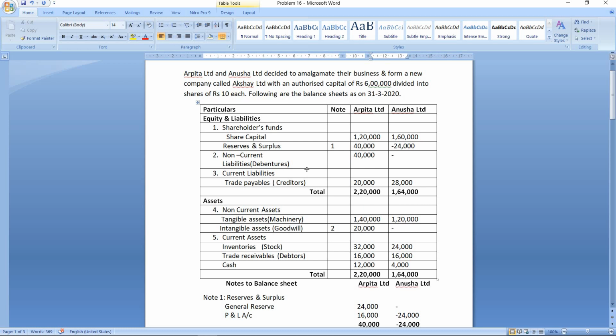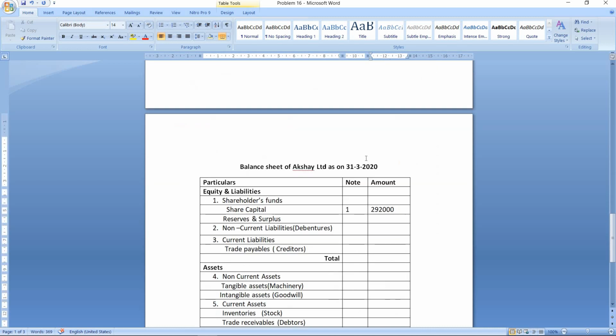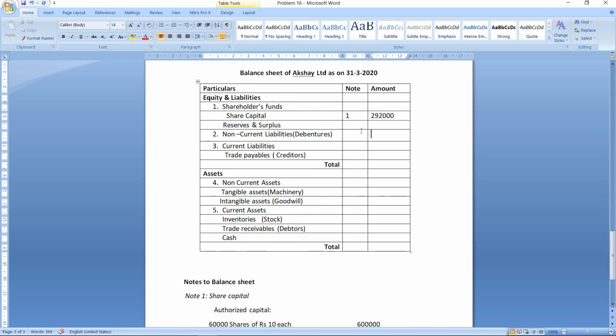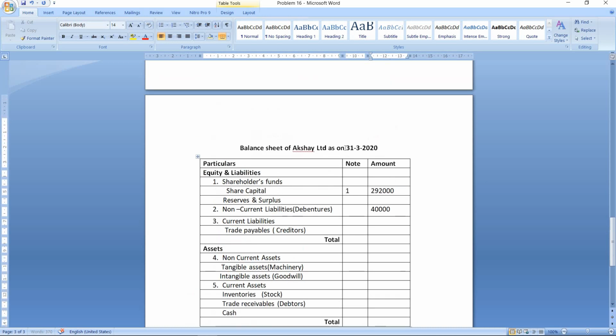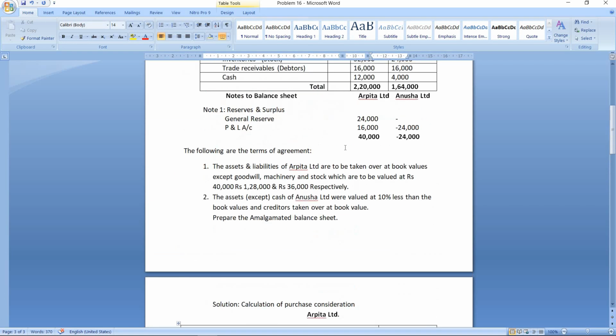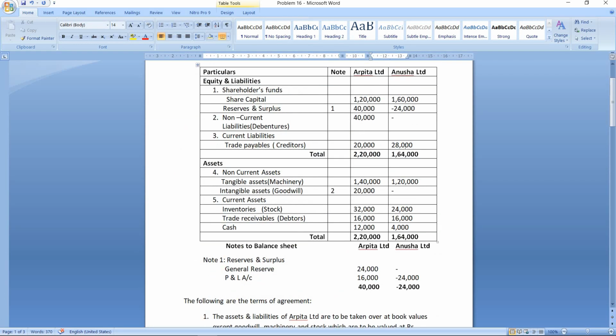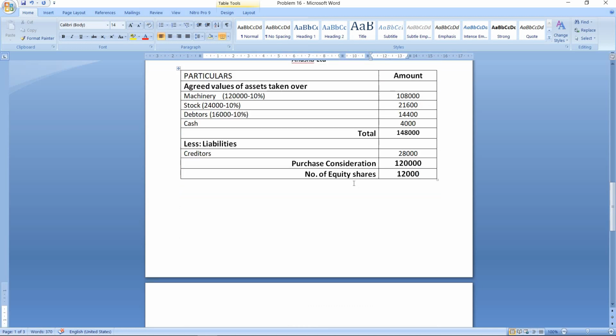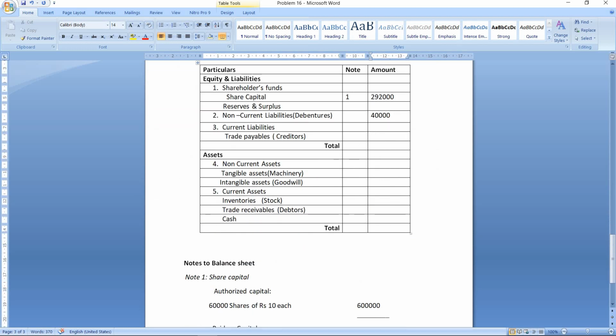Okay. After that you have directly debentures only for Arpita Limited, that is 40,000. So that we will show it in the balance sheet here. Non-current liabilities, debentures amount is 40,000. Okay. Next you have is current liabilities. In that you have trade payables. Creditors are given for both the companies. So let us see what is the creditors given. 20,000 and 28,000. So together we will take it in the balance sheet. That will be 48,000. So creditors are 48,000.